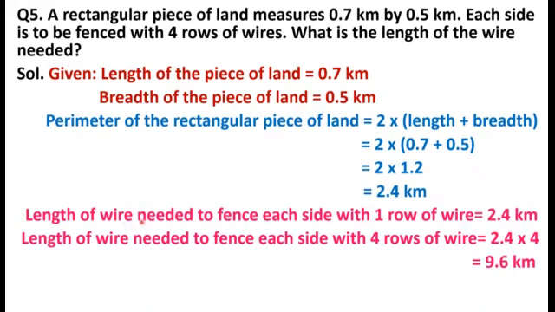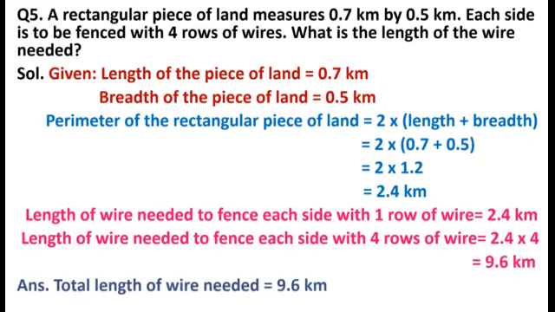So length of the wire needed to fence each side with 1 row of wire, we have found here 2.4 kilometer. And now length of wire needed to fence with 4 rows of wire is equal to 2.4 into 4. That means we are getting 9.6 kilometer. So what is the answer? Total length of the wire needed is 9.6 kilometer.